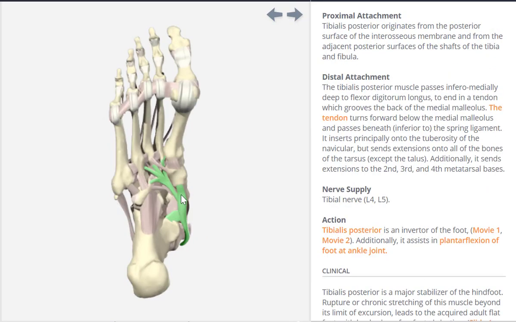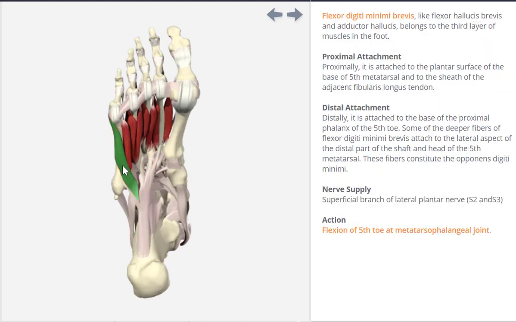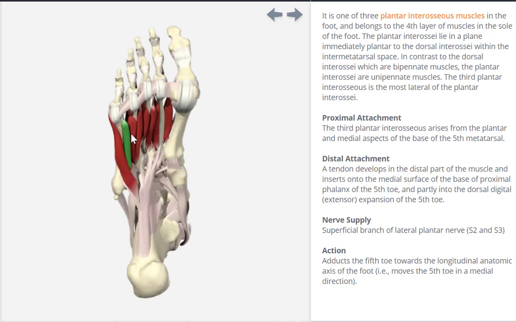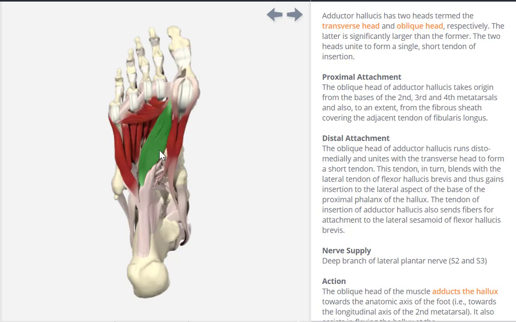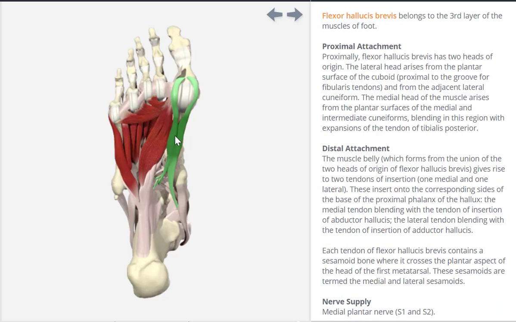You now see the extensive attachment of the tibialis posterior. I'm sure you've written that down already, but now you can actually see it. This structure here is the long plantar ligament, and we can now start to see the various intrinsic muscles of the foot. This is flexor digiti minimi brevis. This is the interossei. We're now looking at adductor hallucis, the oblique head, adductor hallucis, the transverse head. That would make this flexor hallucis brevis.